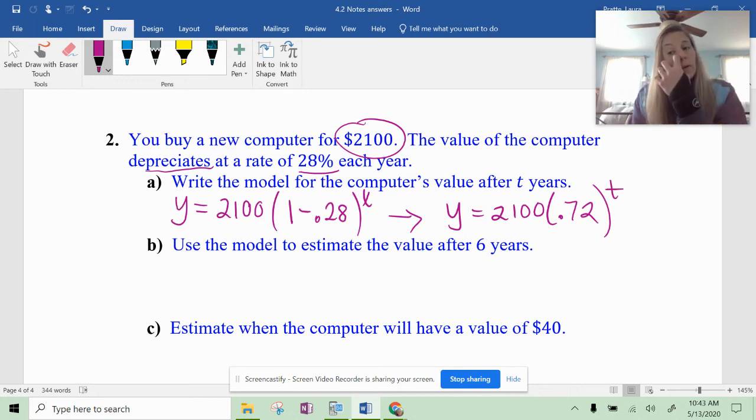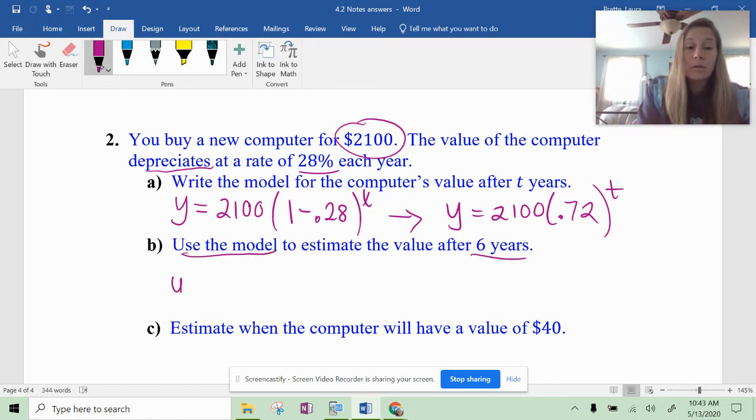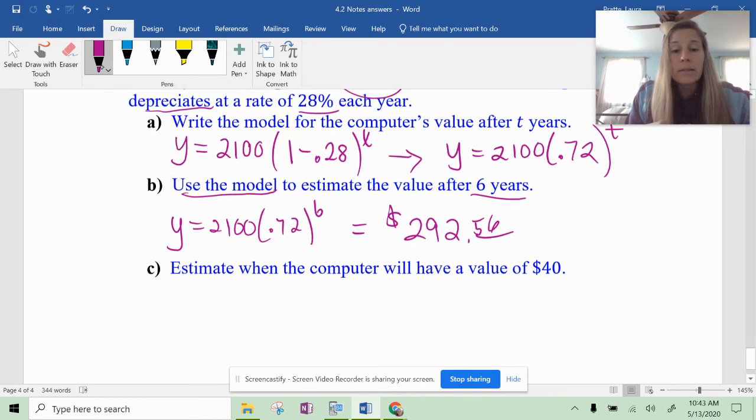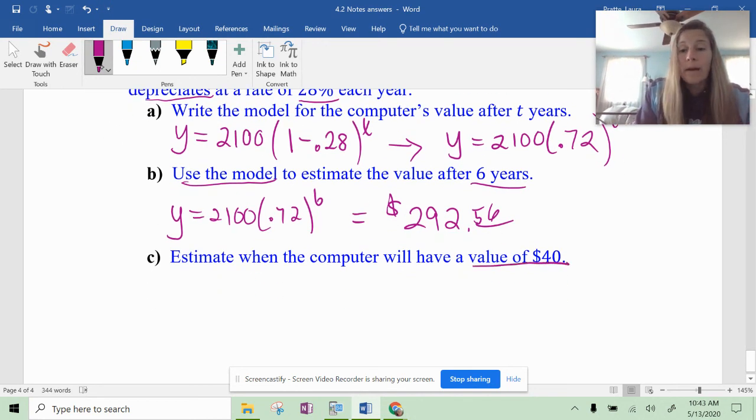The model still has a variable for the number of years because the model should be something you can use for any number of years. So now it says use the model to estimate after t years. So that's when we're going to plug in a 6 there. And you would do that on your calculator. And you should get $292.56. Now, then it says estimate when it will have a value of 40.